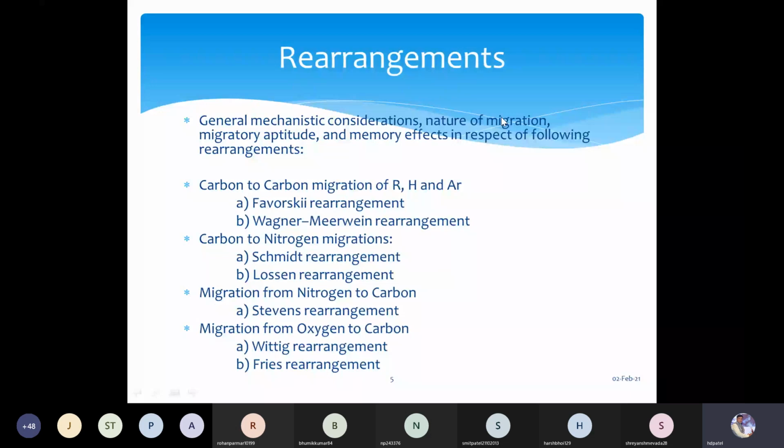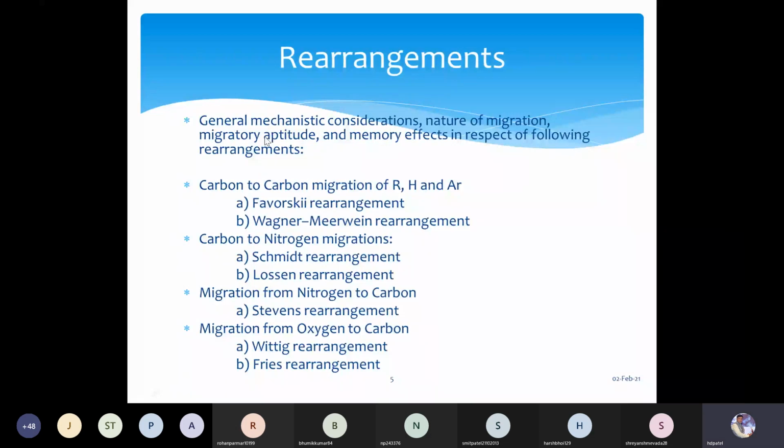Then migratory aptitude. Migratory aptitude is the most important criterion during the migration. Migratory aptitude means what? As we have discussed about nucleophilic migration, in nucleophilic migration the group will migrate from the electron sufficient carbon to the electron deficient carbon. In that case, the migrating group should have a sufficient number of electrons and it should have a tendency to donate electrons. Then only that group will migrate.